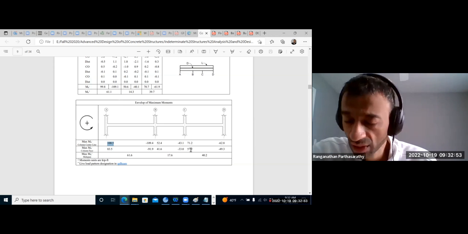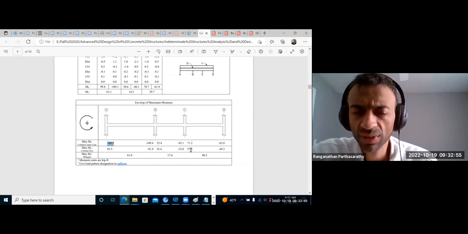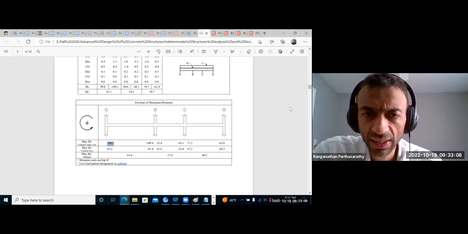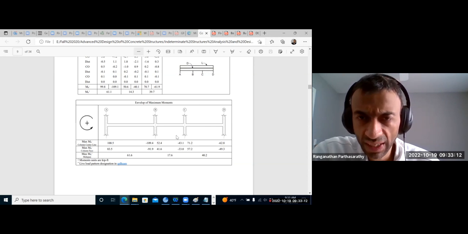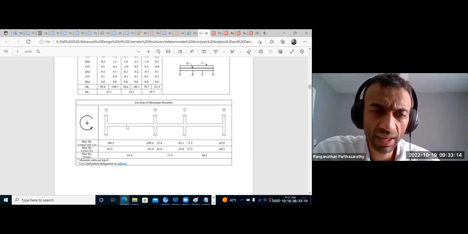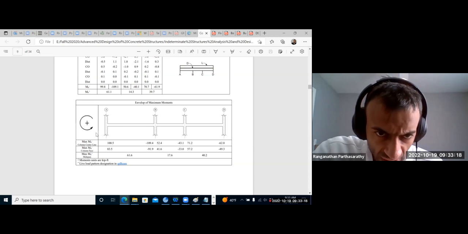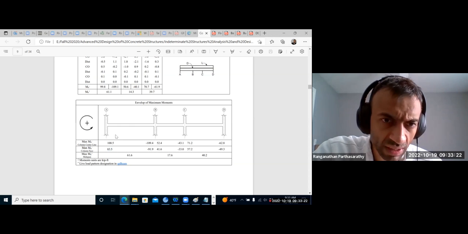Hopefully it is now easy to follow this document. I'm not sure what all of you are feeling. Okay. Hopefully it is. Then the same way we do for all of the supports. So we take the maximum. So now we got the envelope of maximum moments. So up to step 2 is just an adjustment.